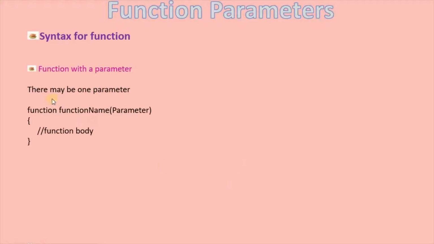Today we are going to see function parameters in JavaScript. Syntax for function. Function with a parameter. There may be one parameter in parentheses. Syntax is function name, in parentheses parameter, and within the curly brackets the function body.